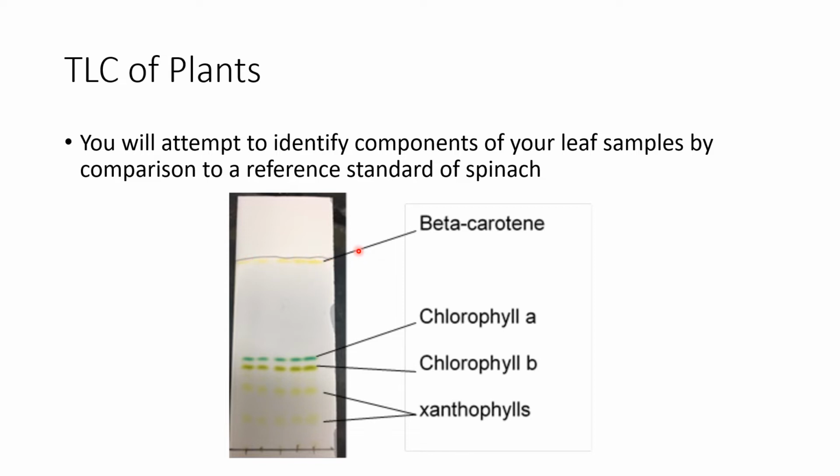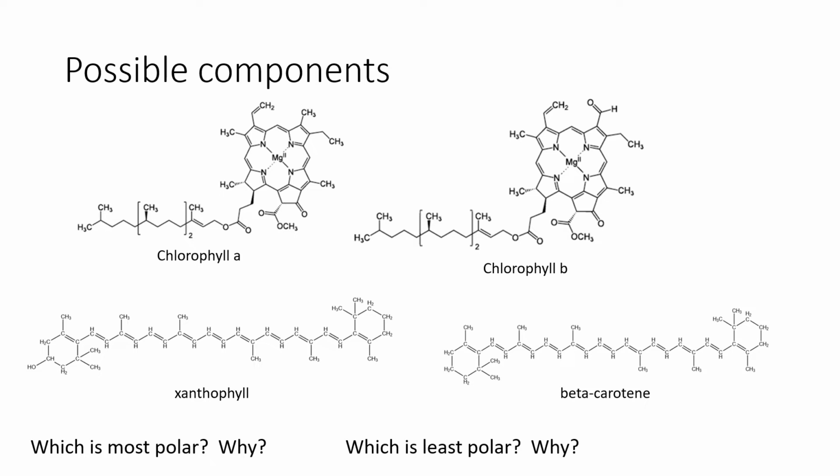So when you have your TLC plate of your plant leaves, you compare your TLC plate with the standard and then try to identify what the pigment components are. This slide gives the chemical structures of some possible components. You don't need to memorize all these structures, but by looking at their structures, you should be able to tell which one is the most polar, which one is the least polar, so compare their polarities.